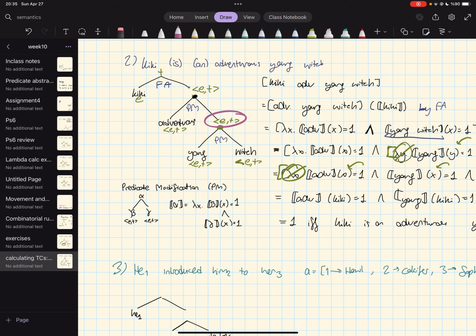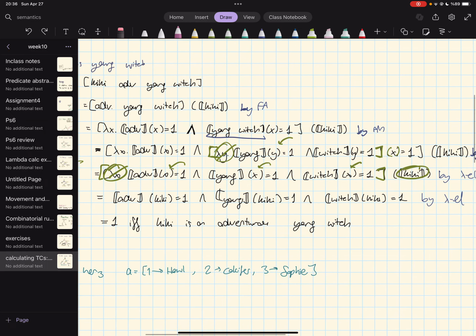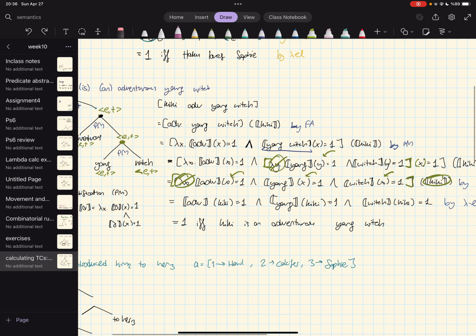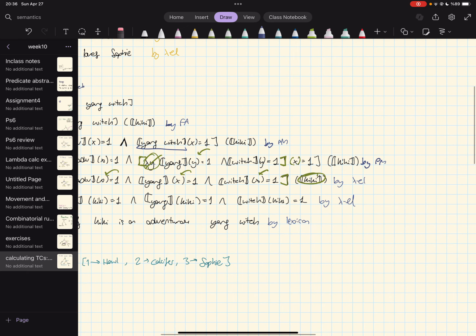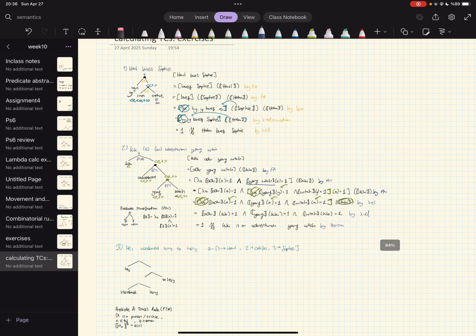The denotation of the mother, let's call the mother alpha, would be lambda x such that beta x denotes 1 and theta x denotes 1, with beta and theta as its daughters. So yeah. And then after I was done with predicate modification, all I had to do was lambda eliminations as well as, on the last step, making use of my lexicon. So here we have the denotations of these as well.